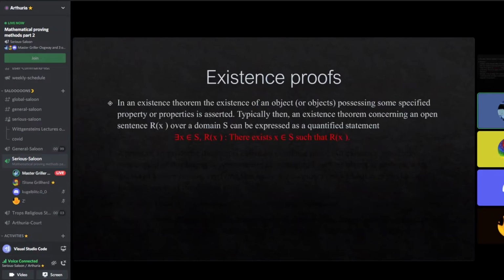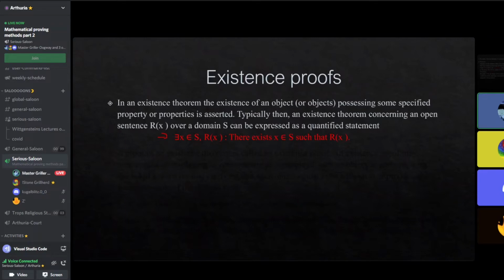This is an exercise. This now will go into existence proofs. There is a thing in mathematics which is called an existence theorem, which is essentially just a statement. It's not really a theorem, so to say, but I suppose we will be going with existence theorem. It states that the existence of an object or objects possessing some property is asserted. That means that an existence theorem is concerning an open statement R(x) over the domain S. So this is the precise formulation of the existence theorem.